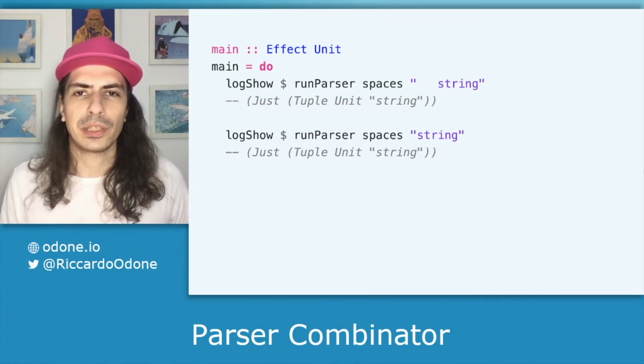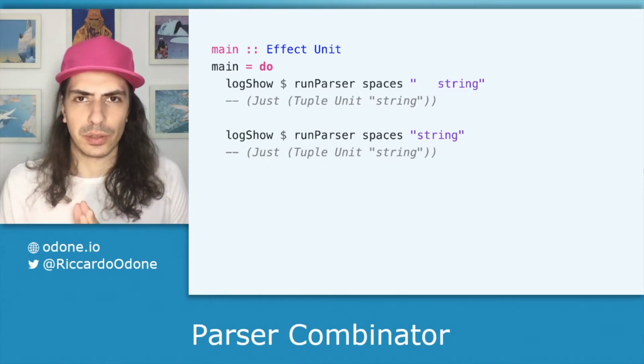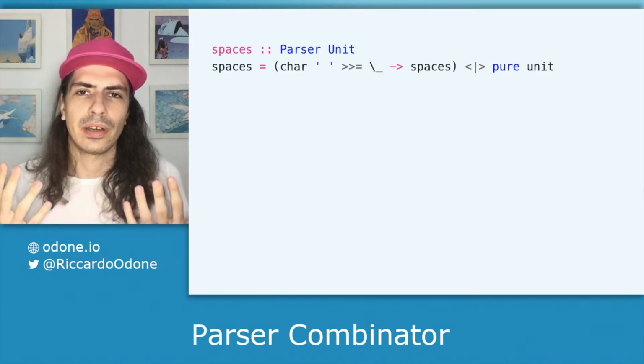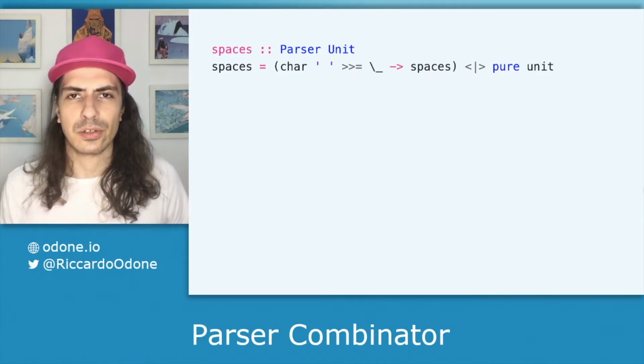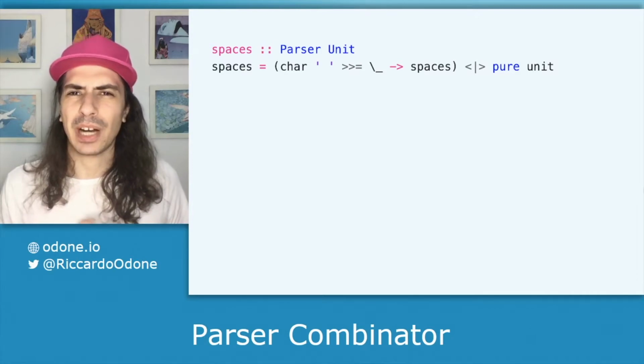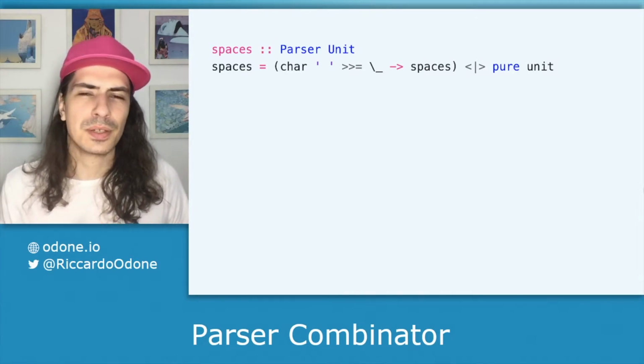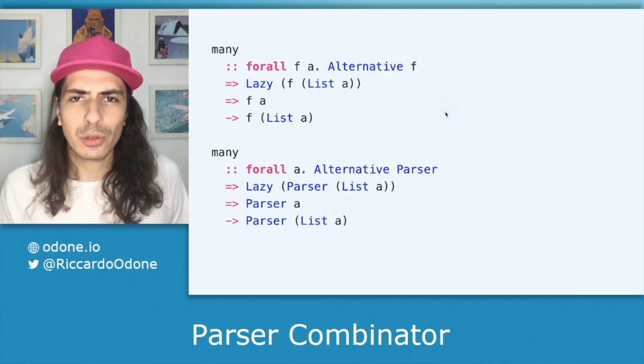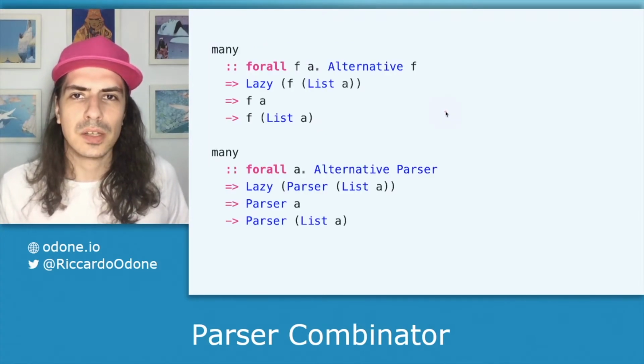But what if we wanted to use a parser multiple times? So for example, here we have a spaces parser that is capable of parsing any amount of spaces, including zero. Sure, we could do a recursive call as shown here, but for sure math, cool as it is, must have a way of representing this in a better way. Well, in PureScript, there's a function that does exactly that.